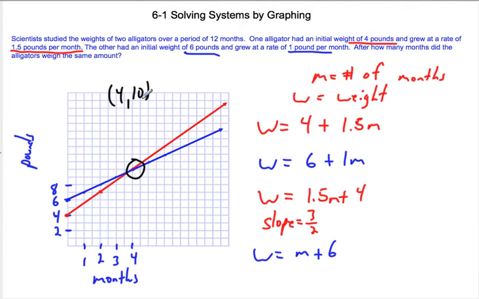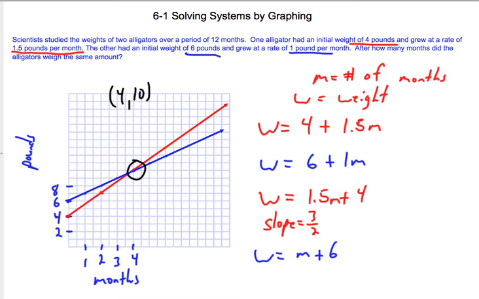And then after that, the red alligator continues to outpace the blue alligator in growth. And so what you can see real easily is a visual interpretation of the answer. After how many months did the alligators weigh the same amount? It's right at the intersection of these two graphs. So let's try a new example.